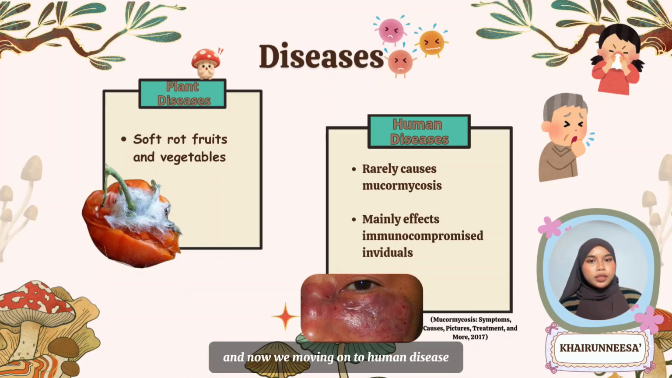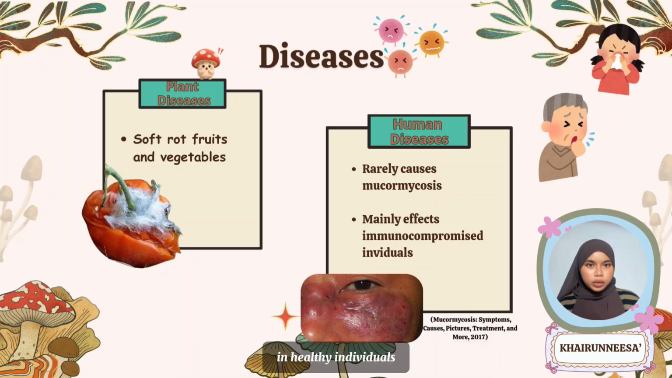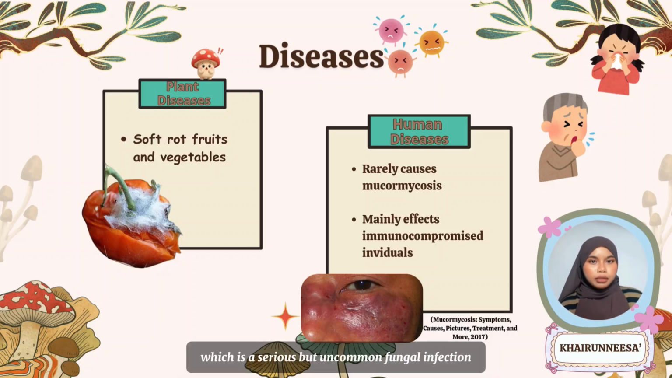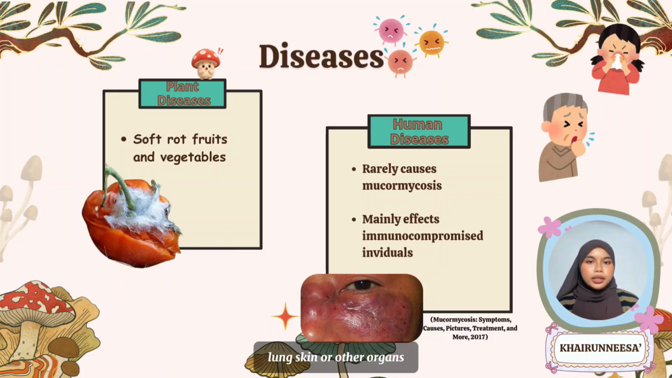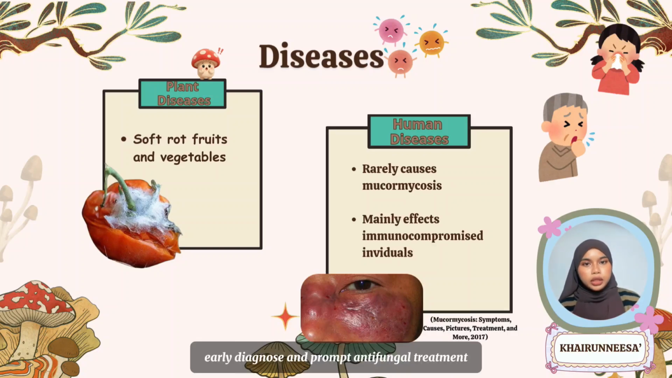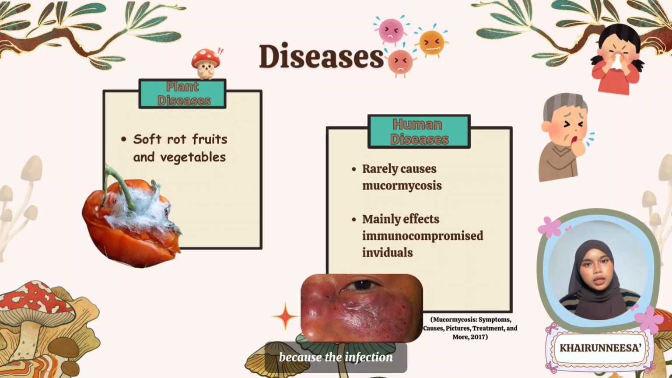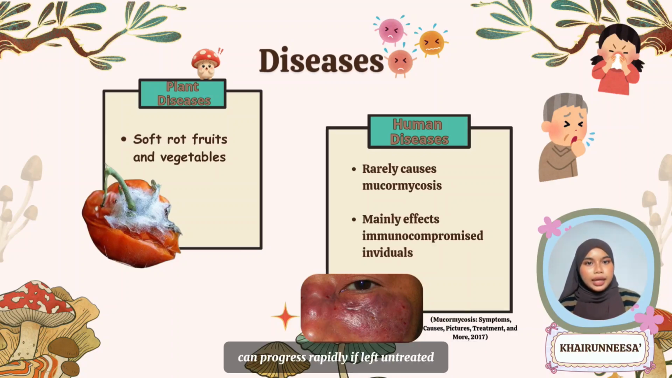And now, we're moving on to human disease. Although Rhizopus stolonifer rarely causes disease in healthy individuals, it can cause mucormycosis, which is a serious but uncommon fungal infection. This infection mainly occurs in people with weak immune systems, such as patients with uncontrolled diabetes, cancer, or organ transplants. Depending on the site of infection, mucormycosis may affect the sinus, lungs, skin, or other organs. Early diagnosis and prompt antifungal treatment are very important because the infection can progress rapidly if left untreated.